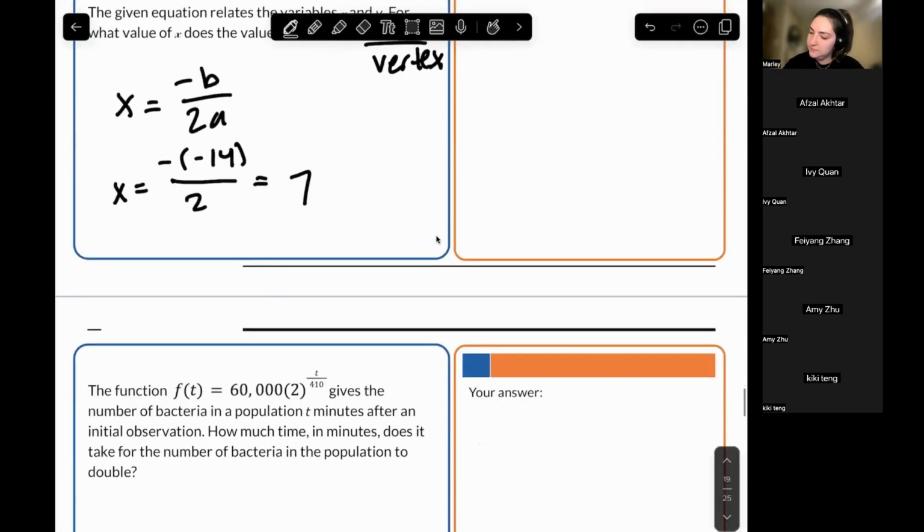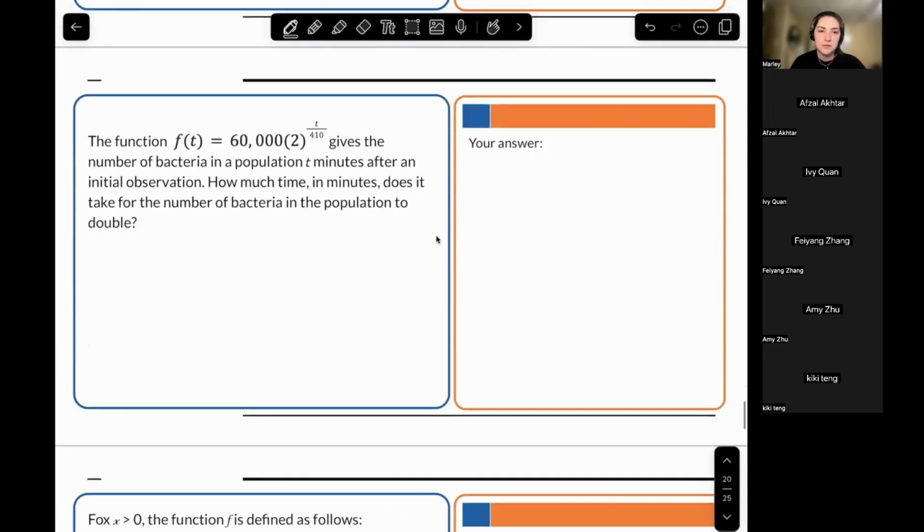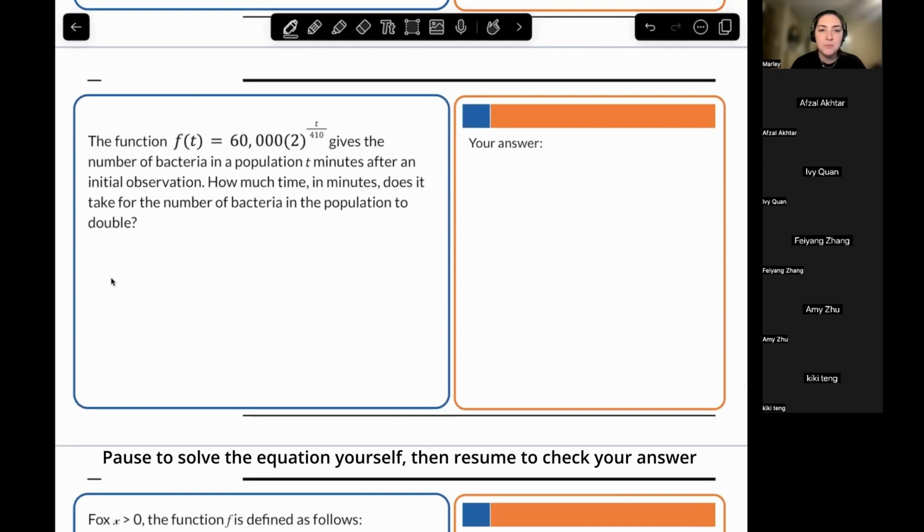All right. Let's use this one. So now we're jumping into another word problem that's dealing with exponential growth. And of course, they love doing ones that have to do with bacteria and growing bacteria. And this is very similar to the one we talked about before.